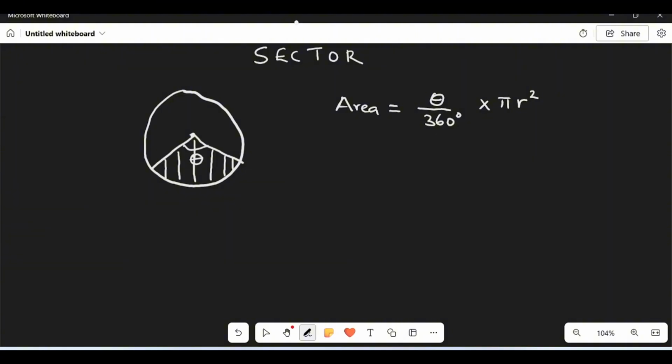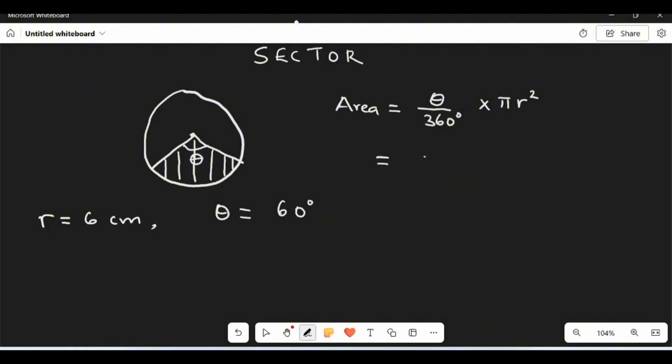Let us consider this example. Let us say in a question, it is given to us that the radius is 6 centimeters and the central angle, theta, equals 60 degrees, and they ask us to find the area of a sector. The formula for calculating the area of a sector is this. Let us just substitute our values into this formula.